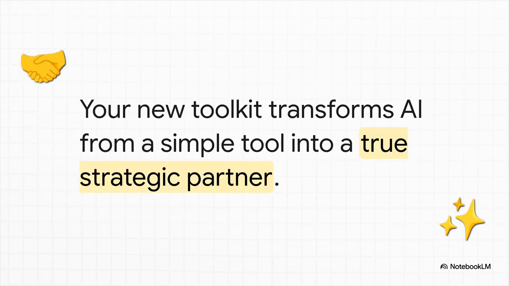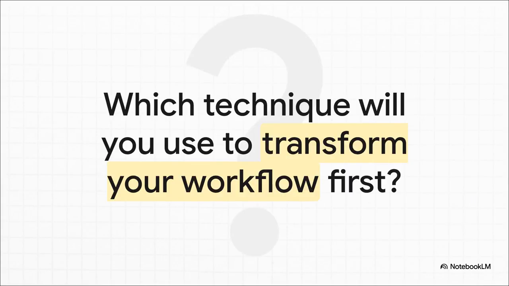So when you put it all together, by really mastering these techniques, you're fundamentally changing your relationship with AI. It stops being just a simple tool and starts becoming a true strategic partner, helping you produce way higher quality, more sophisticated marketing work. So now you've got 5 really powerful tools in your kit. The only question left is, which one are you going to put into practice first to really transform your marketing workflow?